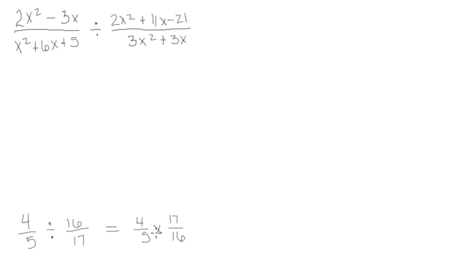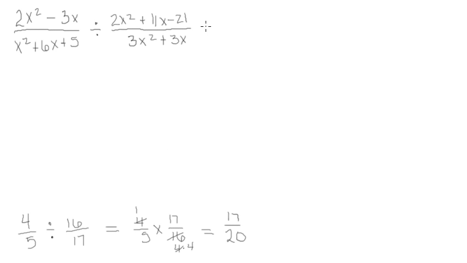Now that I have this as a multiplication problem, I can cancel any common factors. So 16 I recognize is 4 times 4, and then my 4 cancels, and then I can do my multiplication with what remains. So in the numerators I have 17, in the denominators I have 5 times 4, which is 20. So I get an answer of 17 over 20.